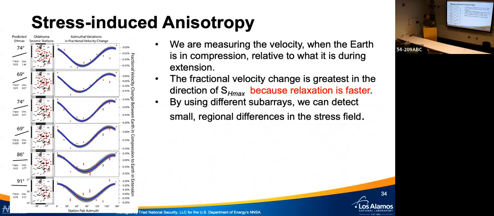And so we can see, if we compare the minimum in this curve to other measurements of the orientation of SH max, which are these black lines here, the estimates that I get are within a few degrees of what's measured. Some of them are borehole measurements, and some of them are earthquake focal mechanism inversions. These are all things that came from the World Stress Map. And so this is essentially a stress probe, by looking at the stress-induced anisotropy in the Earth.